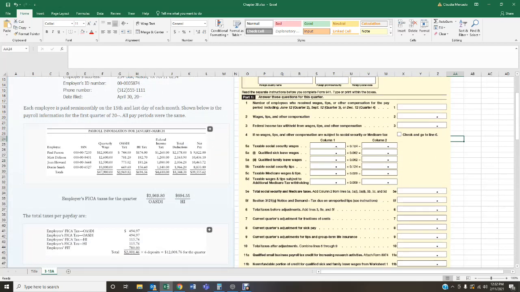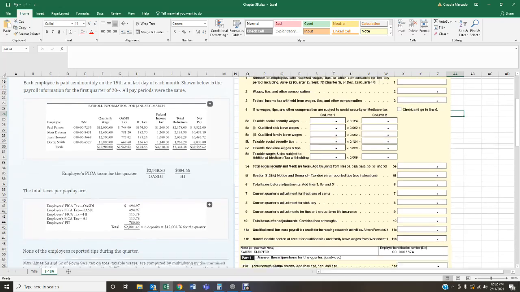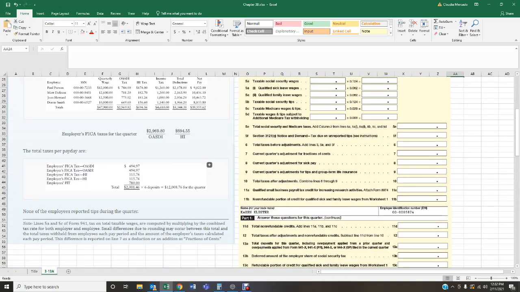We have the list of the employees. We've got 4 employees, their Social Security numbers, their quarterly wages, their OASDI tax, HI tax, federal income tax, the total deductions, and the net pay. We also have the employer's FICA taxes for the quarter for both OASDI and HI. Now, it also says the total taxes per payday are, and then they give you a breakdown of the employees' and the employer's OASDI tax, employees' and employer's HI tax, as well as the employees' federal income tax. And then they give us a total.